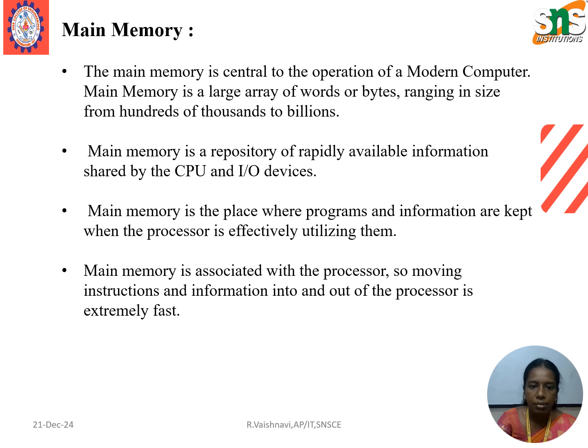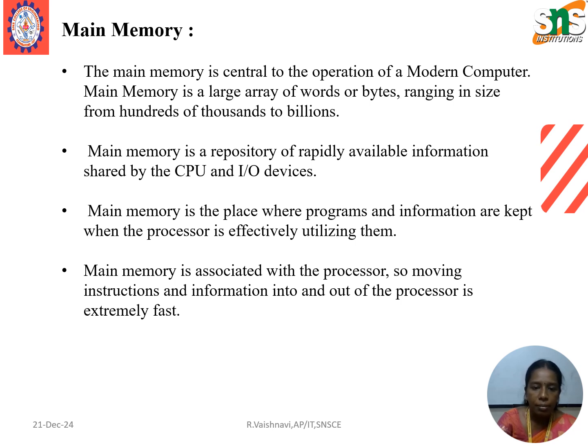Next one is main memory. The main memory is central to the operation of a modern computer. Next point, the main memory is a large array of words or bytes, ranging in size from hundreds of thousands to billions. The main memory is the repository of rapidly available information shared by the CPU and the input-output devices.